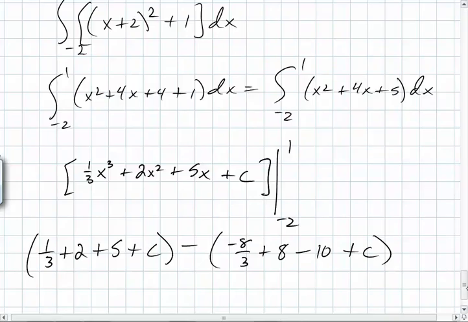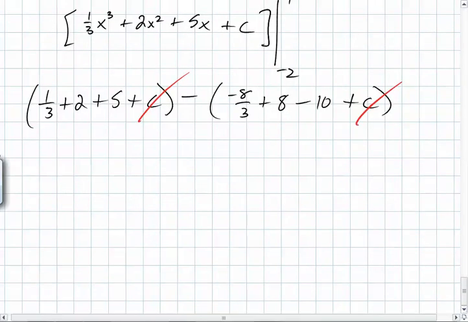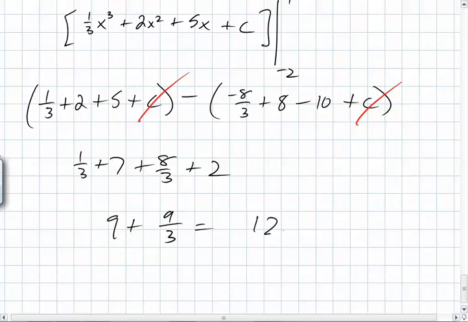What automatically cancels, that you pointed out? Yeah, the c's cancel. Is that going to happen every single time you do this? Are you going to write in those c's? Not in this case, but I'm putting it there so you know what happens to it. It cancels, exactly. So what do we end up with? 1/3 plus 7 minus negative 8 over 3 plus 2, right? Because you're subtracting negative 2. Is that correct? So we'd end up with 9 plus 9 over 3, which is 12.